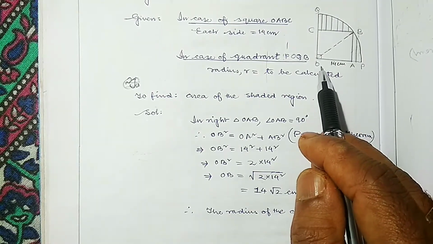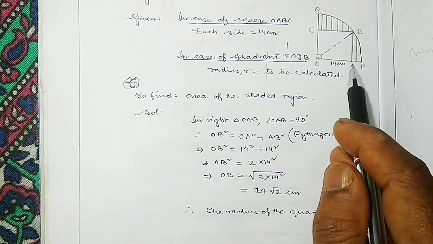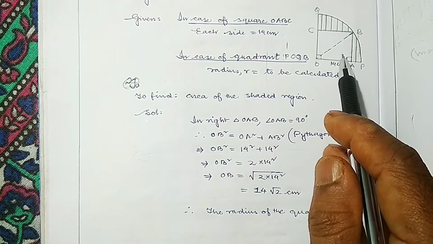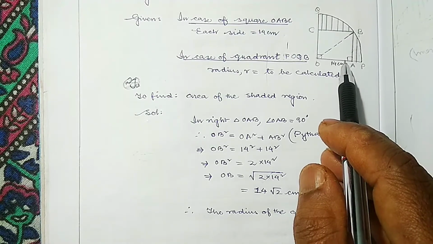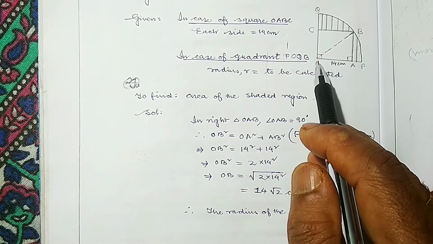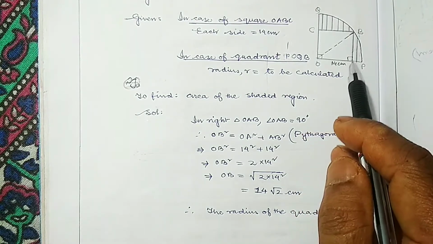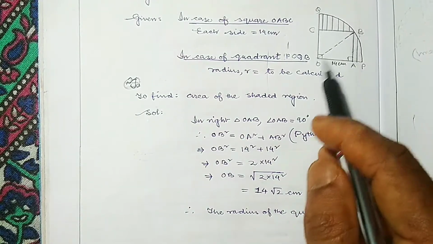For this, in this right angle triangle OAB, since this angle is 90 degrees, this is a right angle triangle, so we can use Pythagoras theorem. So in this triangle OAB, OB square equals OA square plus AB square, because OB is the hypotenuse.